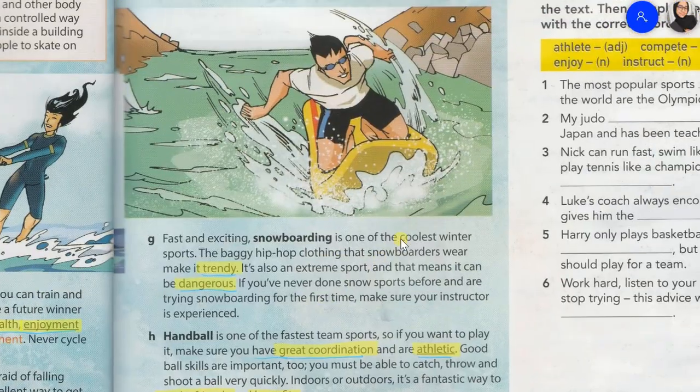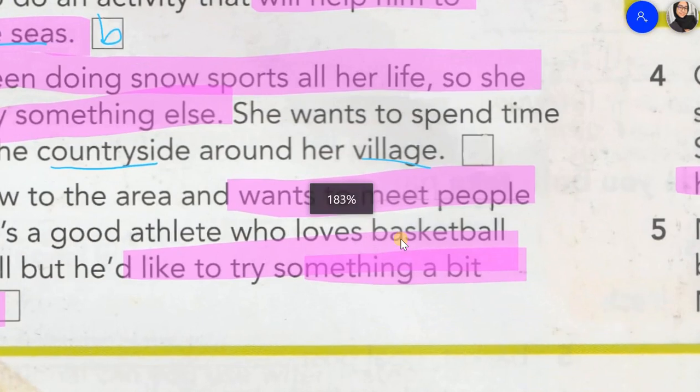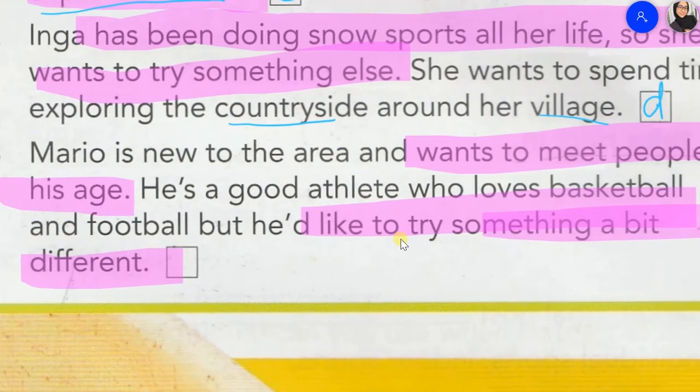D is the best sport for Inga, because when you cycle your bicycle, you can go sightseeing, right? You can look at the nature around you. You can enjoy the view. So the best sport for Inga is cycling. D. What about for Mario?